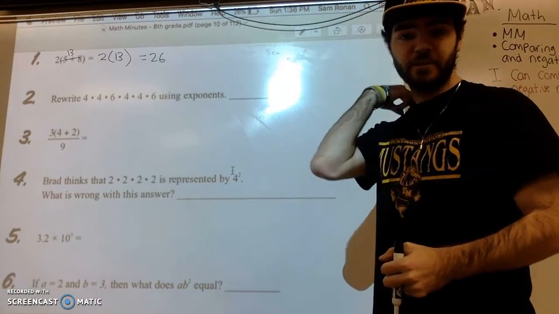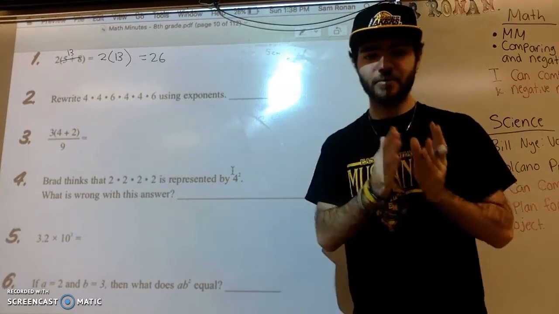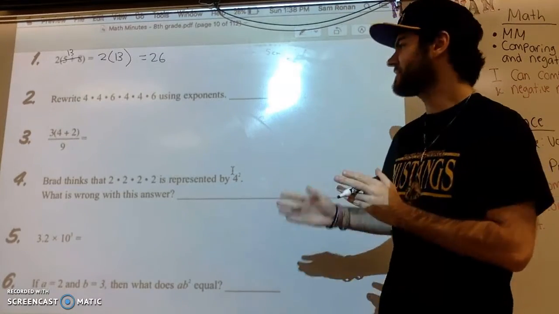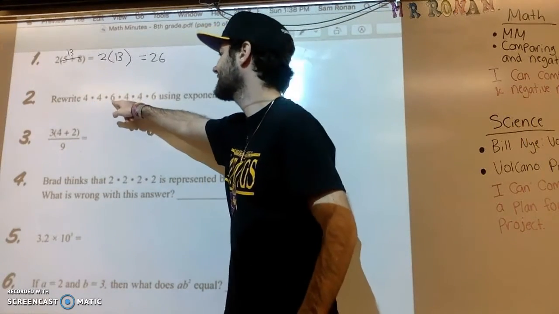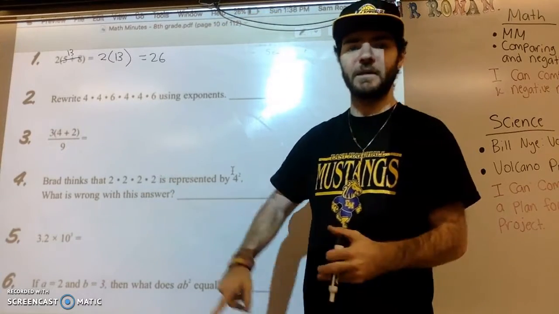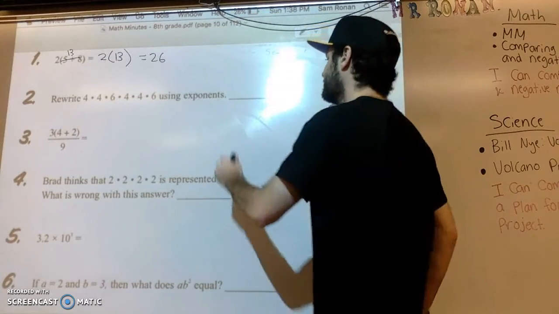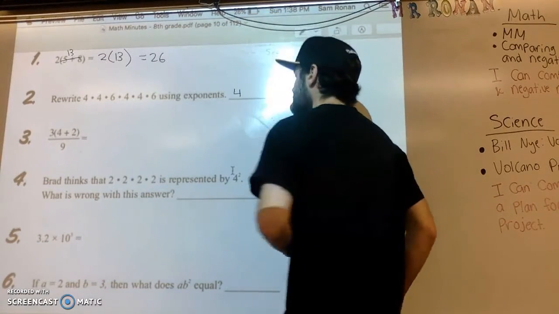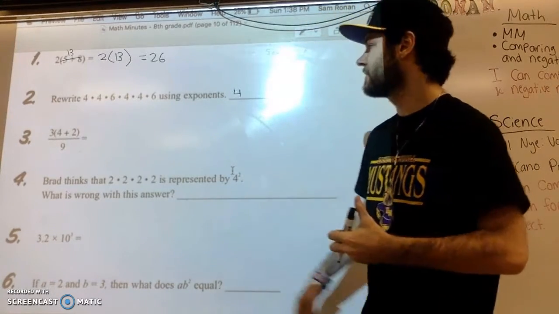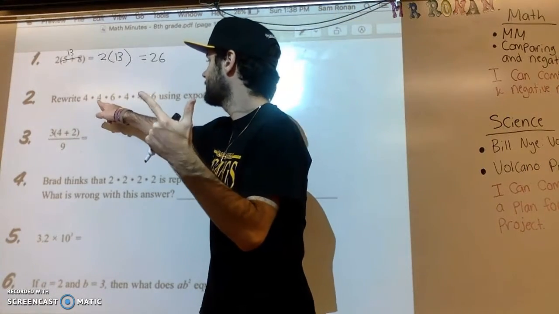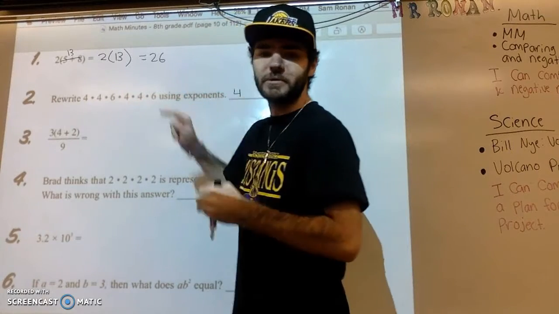Okay, number 2, rewrite 4 times 4 times 6 times 4 times 4 times 6 using exponents. Okay, typically what we do here is we start with the smaller of the numbers in this set. So we're multiplying 4 by itself multiple times, we're multiplying 6 by itself multiple times. Okay, we'll start with the smaller of the two. We'll start with 4. And how many times are we multiplying 4 in this expression? We have 1 4, 2 4s, 3 4s, 4 4s.